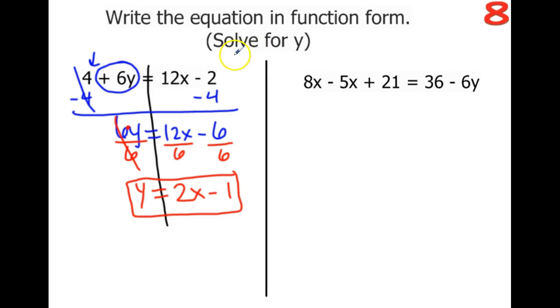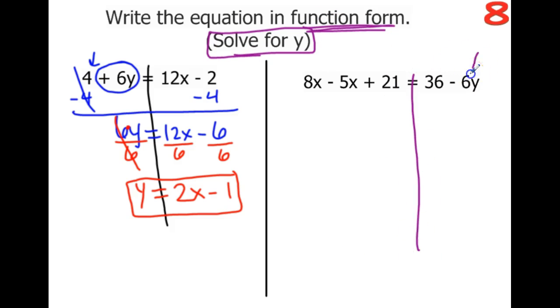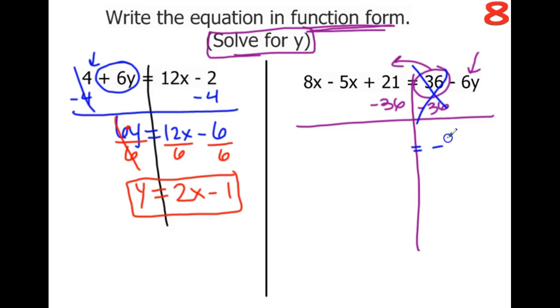Again, all we're trying to do is get y by itself. We call that, again, function form. This one looks like a lot. Here's our y's. We need to move whatever else is on that same side to the other side. So this is a positive. We need to subtract 36. So 36 minus 36 makes 0. And we have a negative 6y.